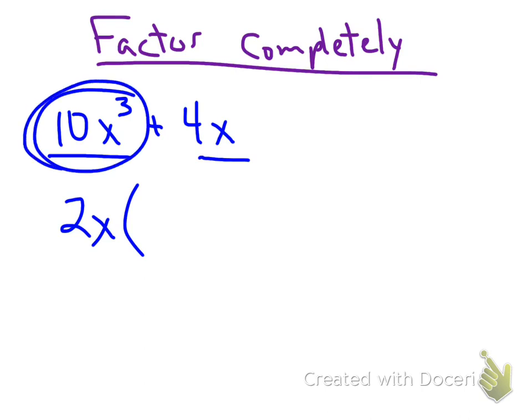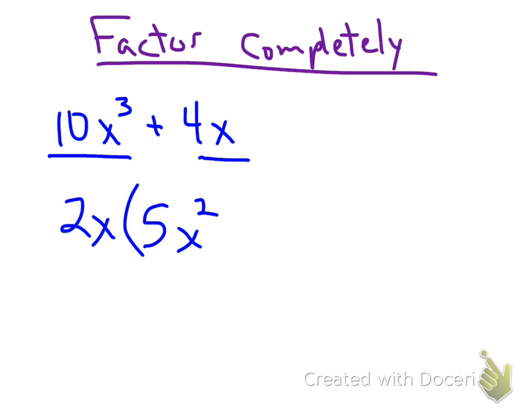If I divide this by 2x, I have left 5x squared. Because if I redistribute this, I need to make sure that this is what I get as my result. And then plus, when I take 2x times whatever is here, I get 4x as my result. So that has to be a 2. So that has now been factored completely. This cannot be factored any further, so the problem is done.